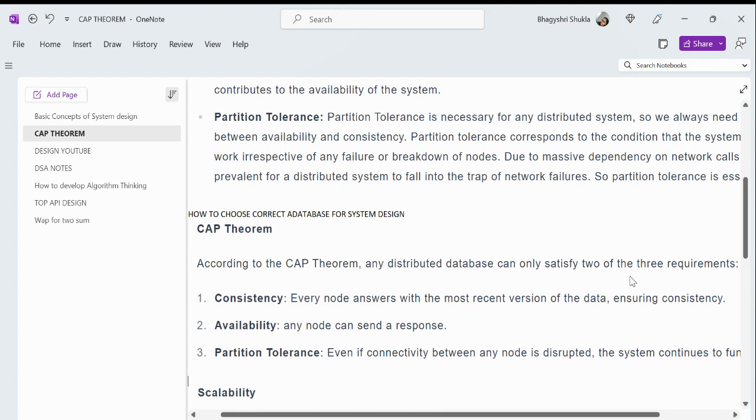After this, we have to check how to choose the correct database for the system design, and for that we have to keep in mind these three concepts: consistency, availability, and partition tolerance.